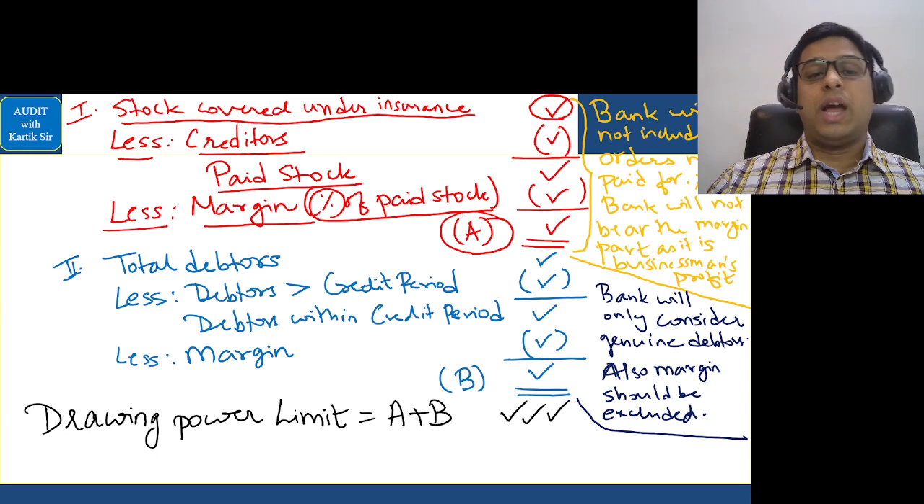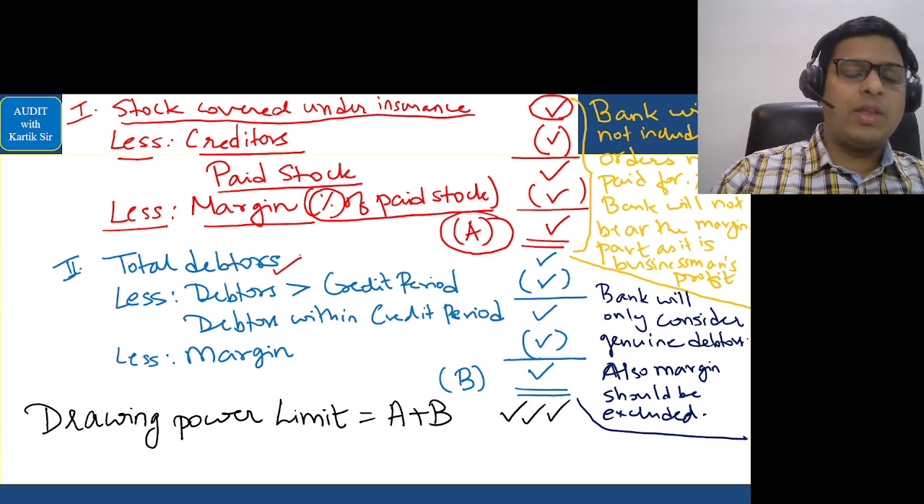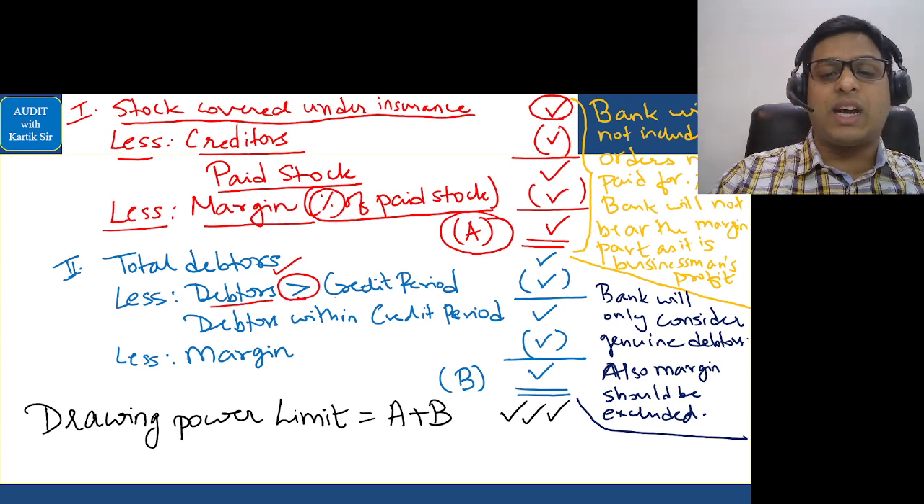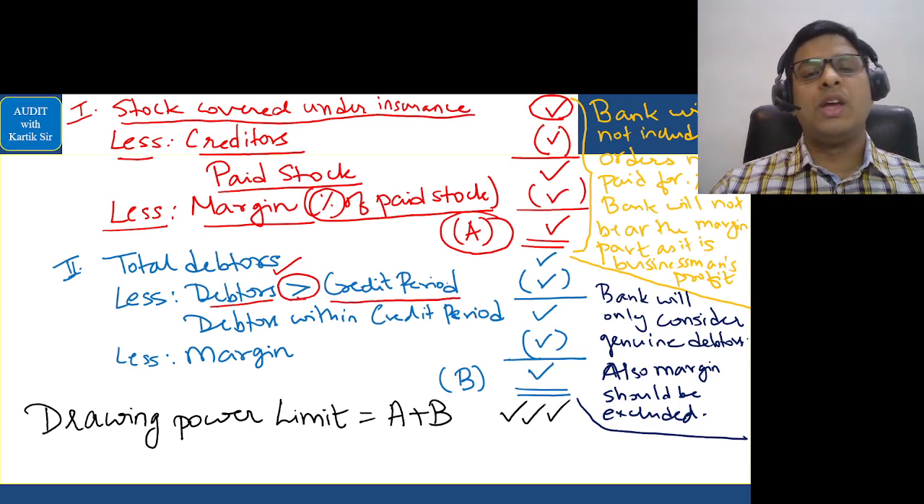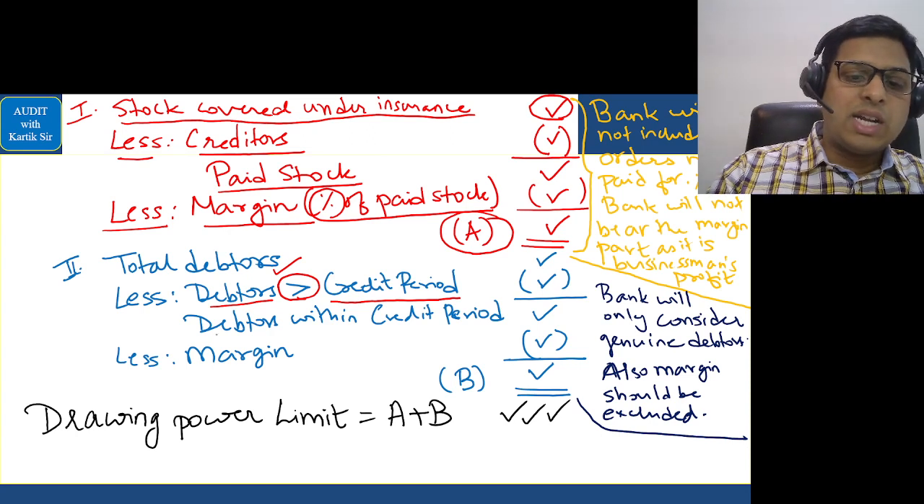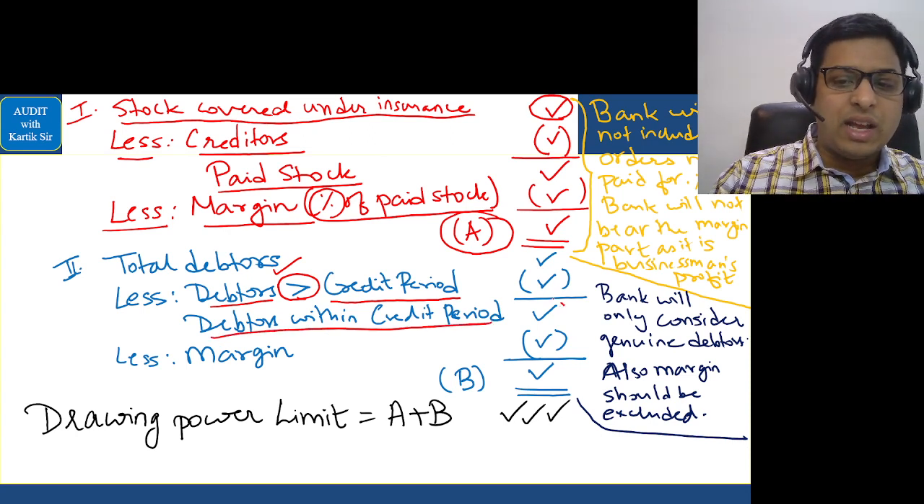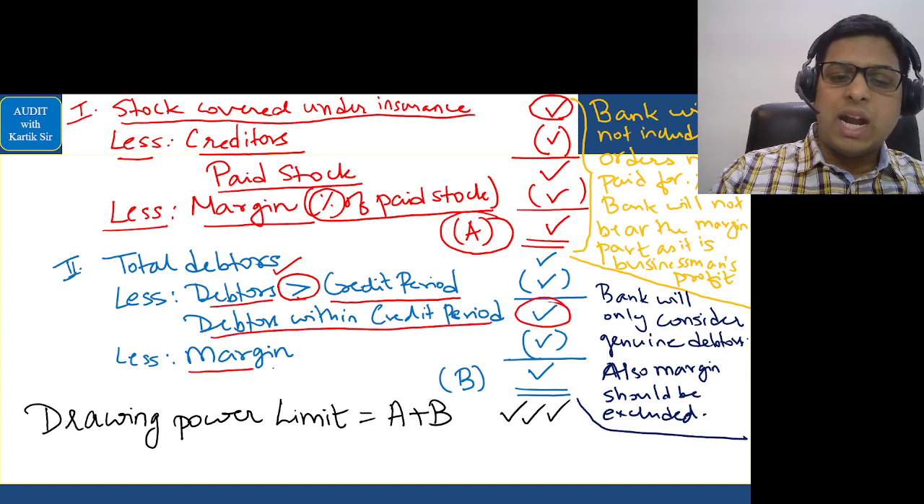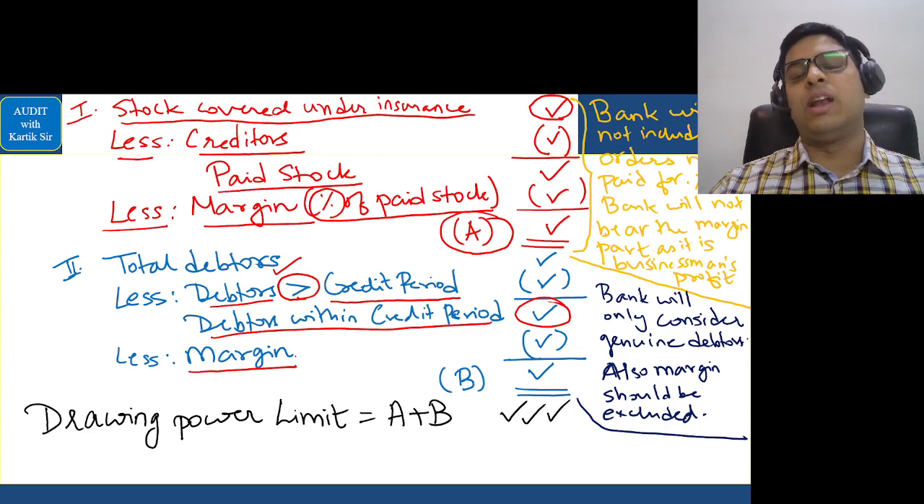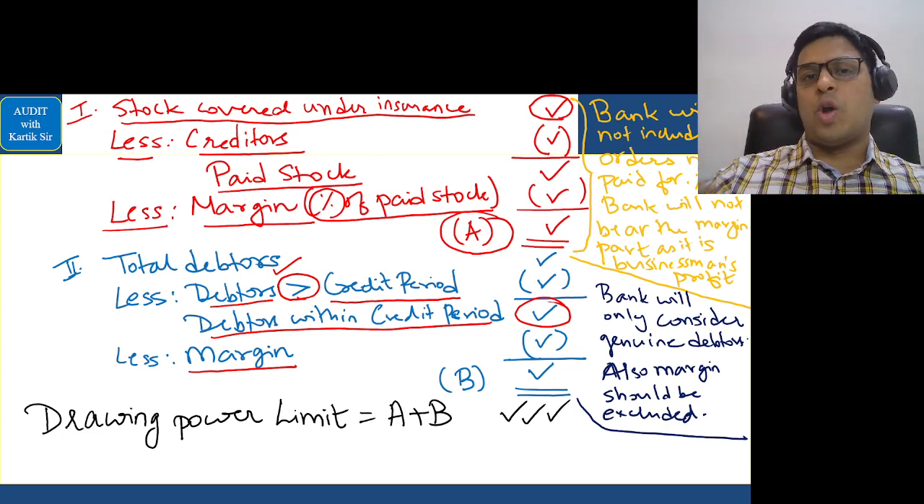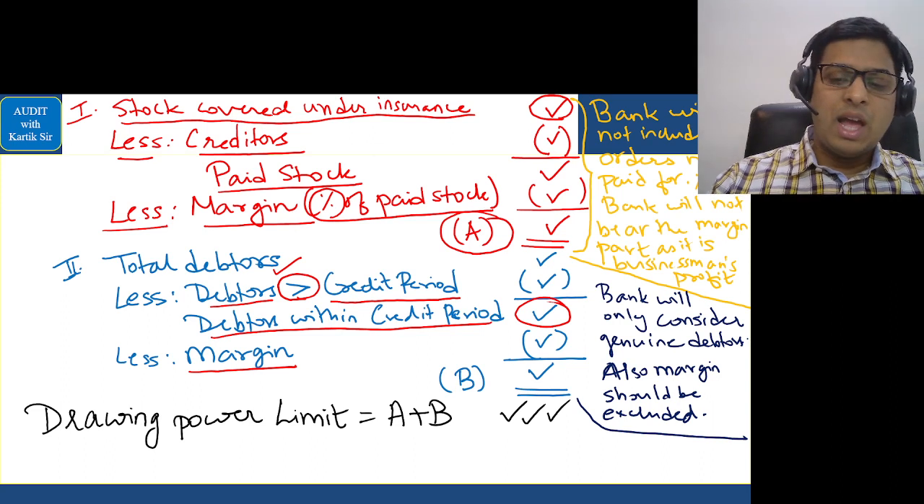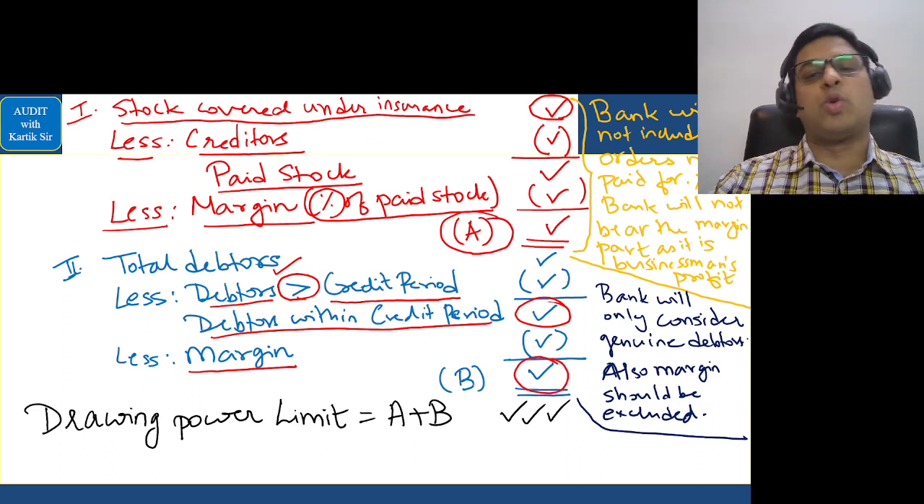Next we'll take the total debtors here. From debtors you will see debtors which have exceeded the credit period which has been given to them. Suppose you gave a credit period of 90 days, and debtors have not paid since 90 days, that you have to reduce. For debtors within the credit period, you will get the subtotal here. You will again reduce the margin because the bank will not give you the borrowing amount regarding the margin part, and you will get the B subtotal here.